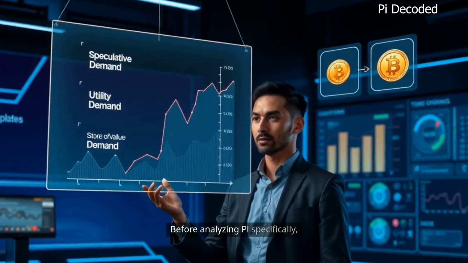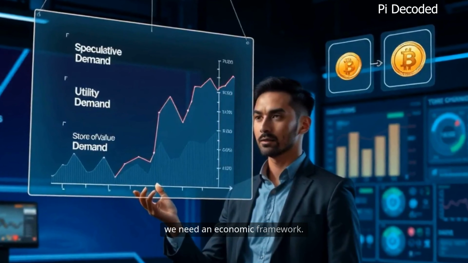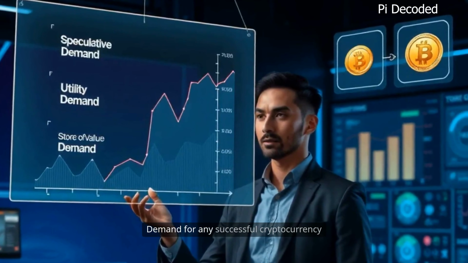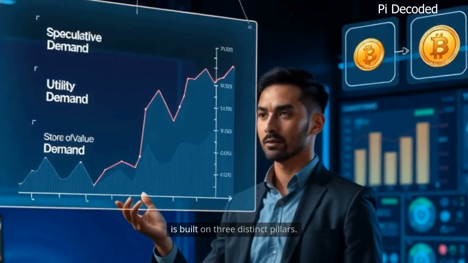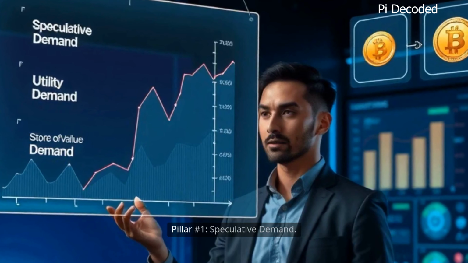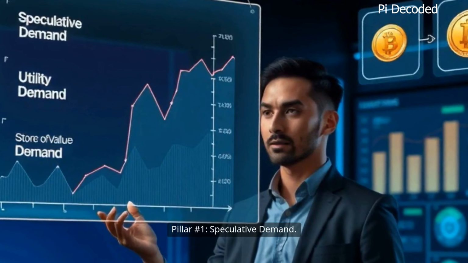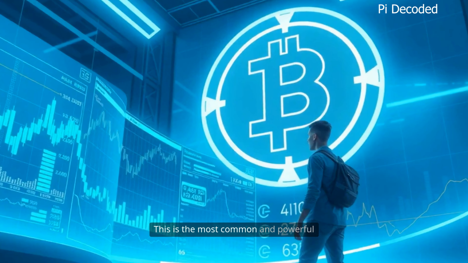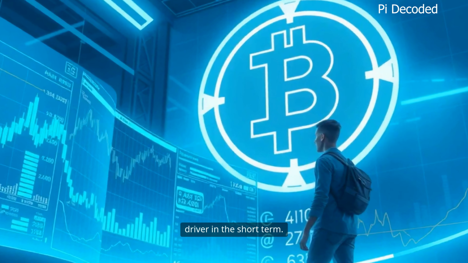Before analyzing Pi specifically, we need an economic framework. Demand for any successful cryptocurrency is built on 3 distinct pillars. Pillar number 1, speculative demand. This is the most common and powerful driver in the short term.